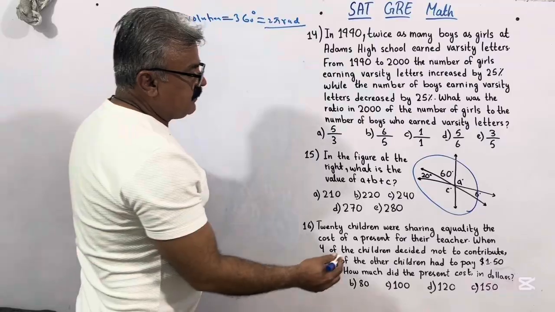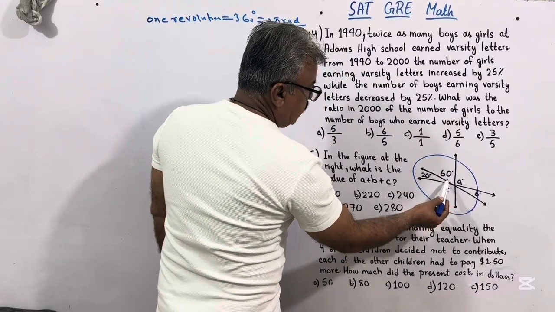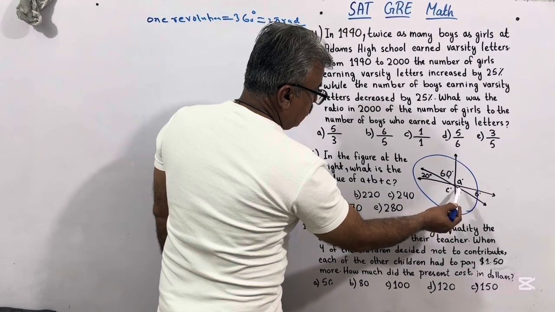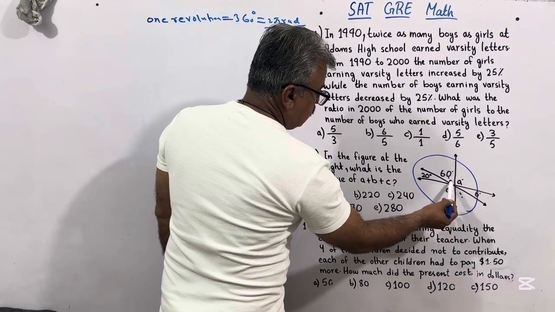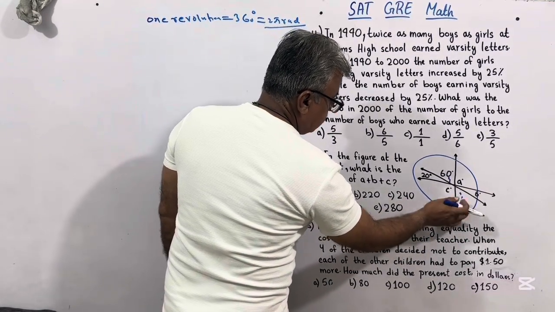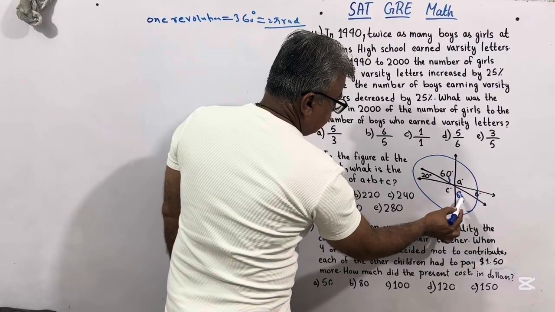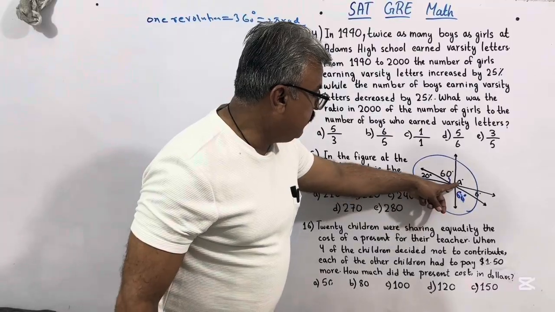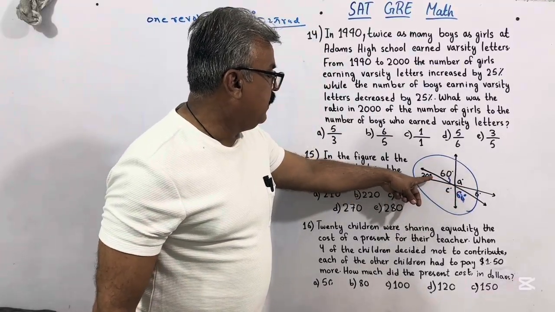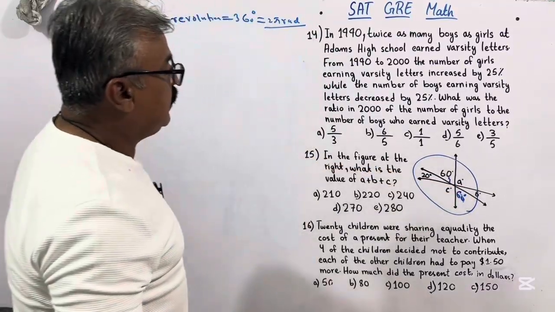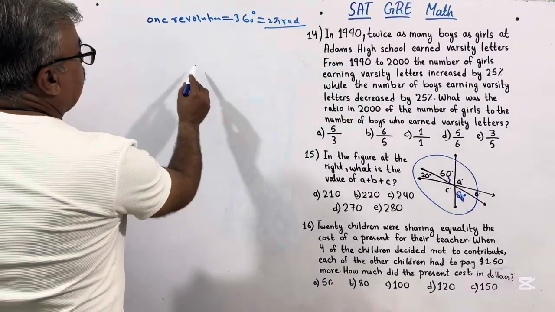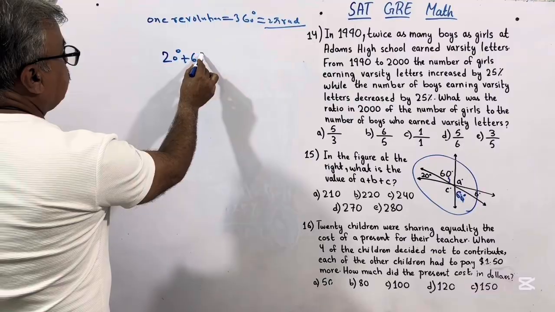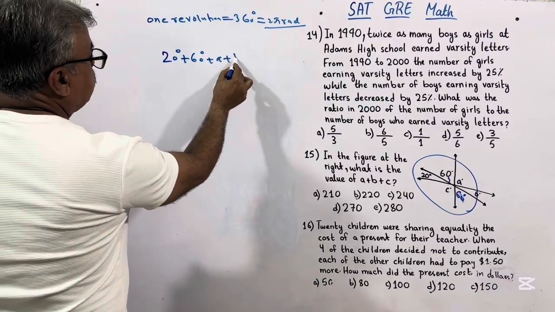There is a single space that is blank. We can easily fill this utilizing the fact that vertical angles are equal. These two are vertical angles, these two are vertical angles. So this empty space turns out to be 60. Sum them up: A plus B plus 60 plus C plus 20 plus 60 is going to be 360.